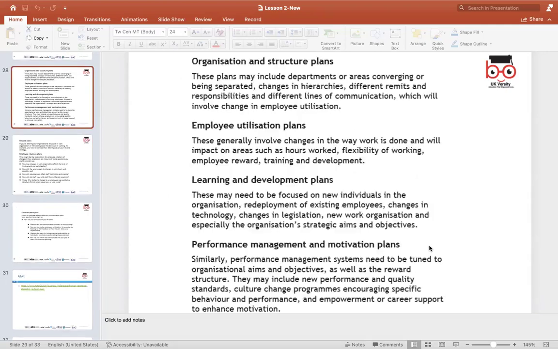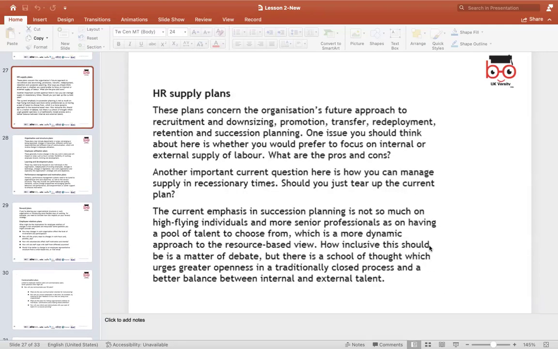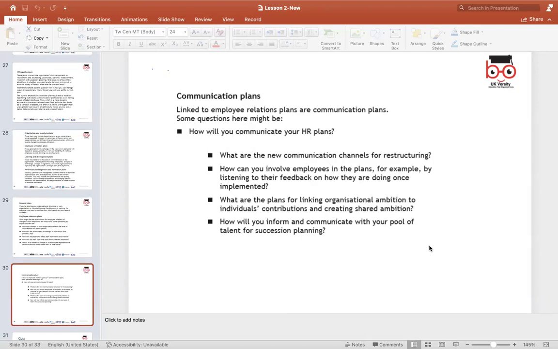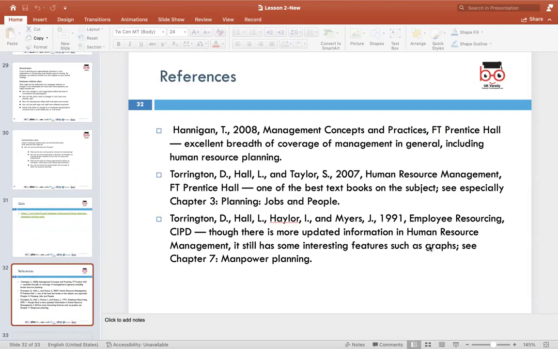So these are the different ways in which HR does its planning, and how they need to keep many things in mind before doing that.